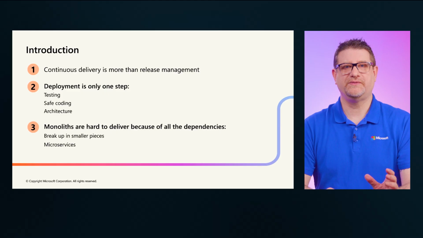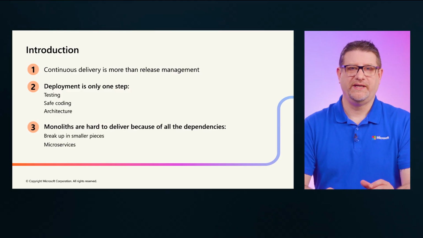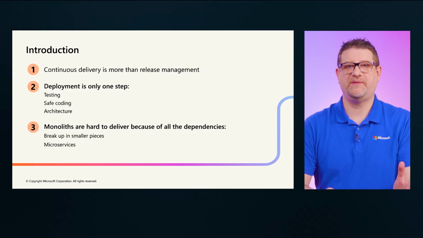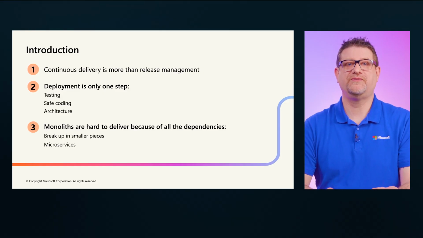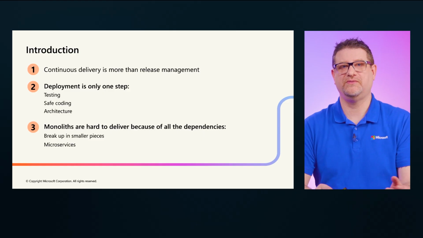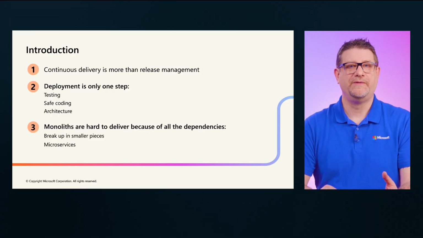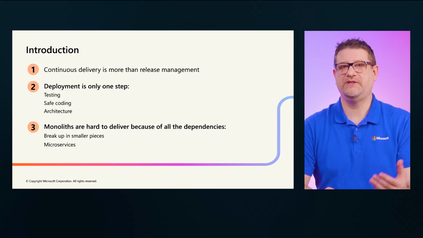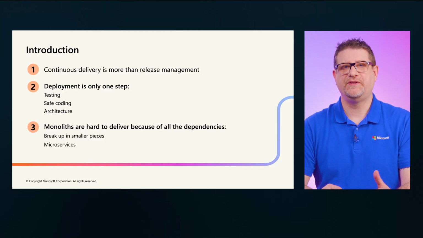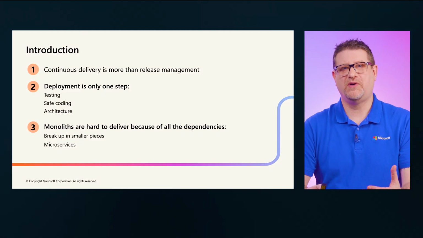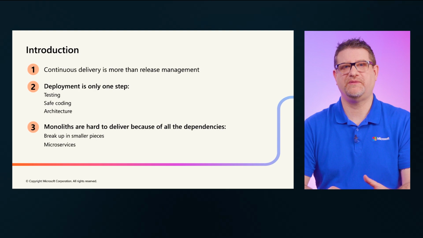Continuous delivery is much more than just releasing software. It's about building confidence in every step of the development process. Before code ever reaches production, teams focus on safe coding practices through testing and thoughtful architecture. One of the biggest challenges comes from monolithic applications where everything is tightly connected and dependent. These monoliths can slow down delivery and make updates risky, so breaking them into smaller, manageable pieces like microservices helps teams move faster and adapt more easily.